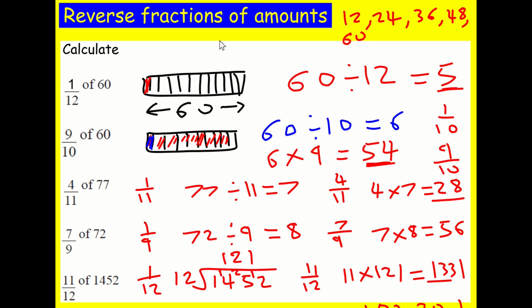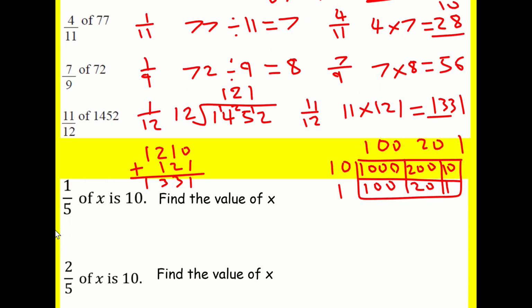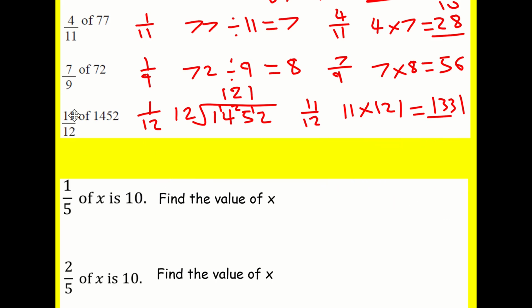Today we're going to look at reverse fractions of amounts. Reverse! What does that mean? Well, it means the following. I might have found a fraction of an amount and have the final number. See how that's different to me finding a fraction of an amount. I've already found it. It's like me saying 11/12 of something is 1,331 and expecting you to be able to get back to that 1,452.